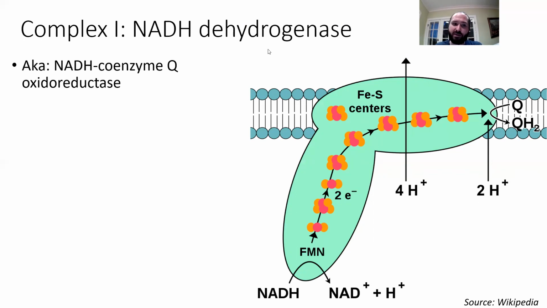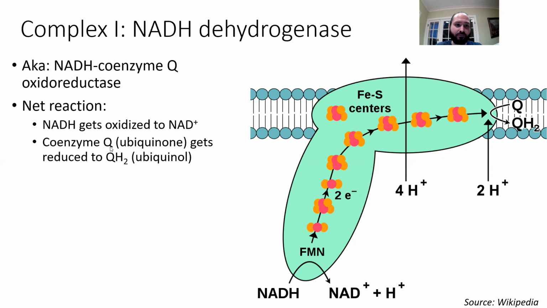So this is the most common name you'll see. It's an enzyme that oxidizes NADH. So finally, NADH is getting oxidized after being in the process of oxidizing some of the other substrates. It's also known as NADH coenzyme Q oxidoreductase. That's a mouthful. We're oxidizing NADH, we're reducing coenzyme Q, so it's NADH coenzyme Q oxidoreductase. So that is the net reaction here.